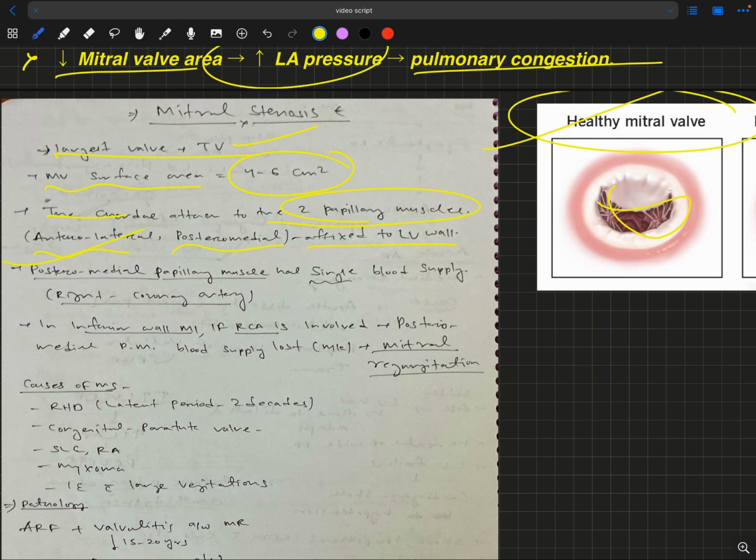The posteromedial papillary muscle has a single blood supply. The anterolateral papillary muscle is supplied by both the left coronary and right coronary, but the posteromedial papillary muscle is only supplied by the right coronary. So in case of inferior wall MI, where the RCA is involved, the posteromedial papillary muscle blood supply is lost. That leads to mitral regurgitation.